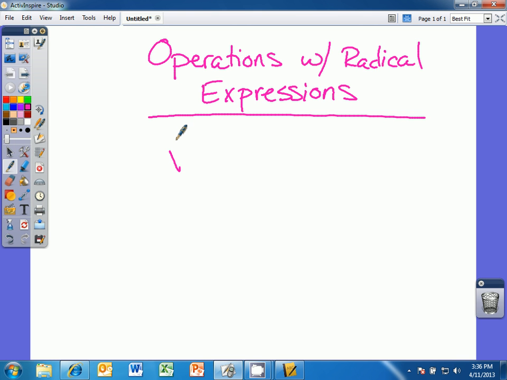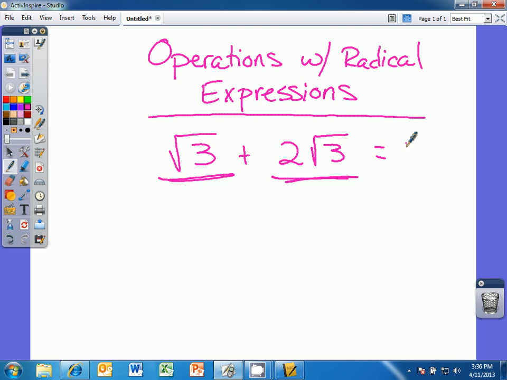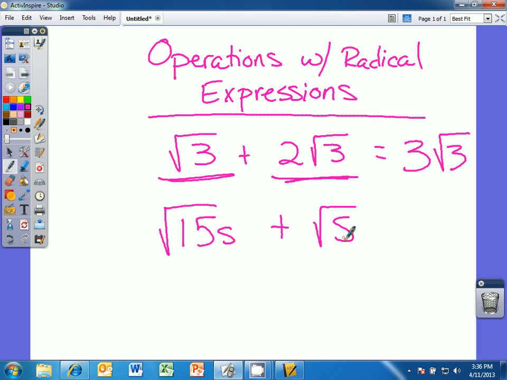So for example, radical 3 plus 2 radical 3 are like expressions because the radicand is a 3 in both of those terms, and so they can be added. 1 of this animal plus 2 of this animal is equal to 3 of that same animal. Whereas something like radical 15s plus radical s are not like terms. We can't combine them further because the 15s is not like the s under the radical sign.